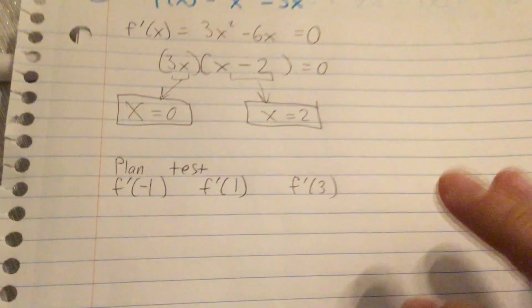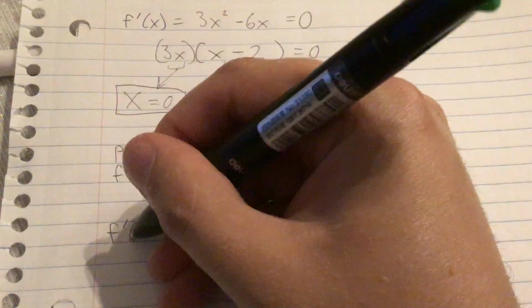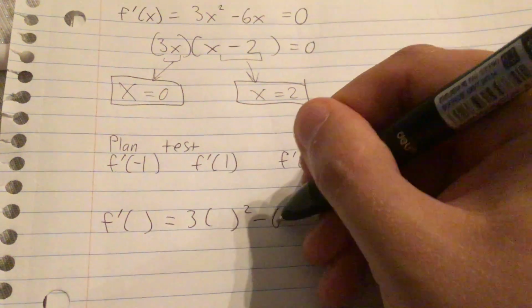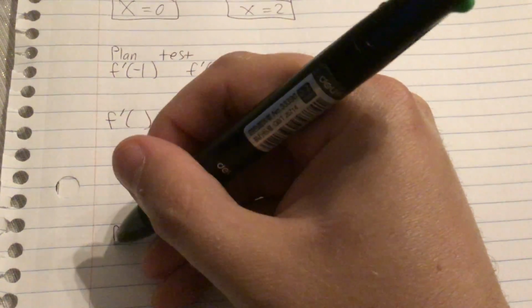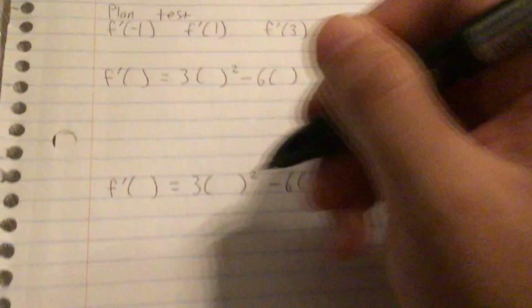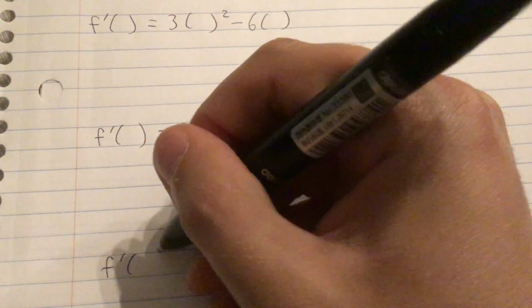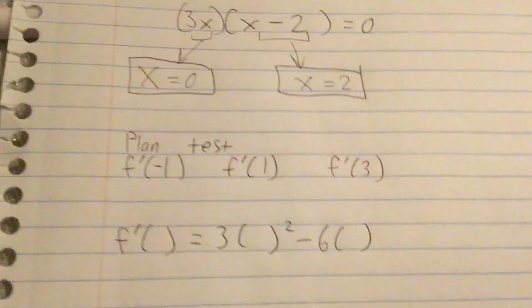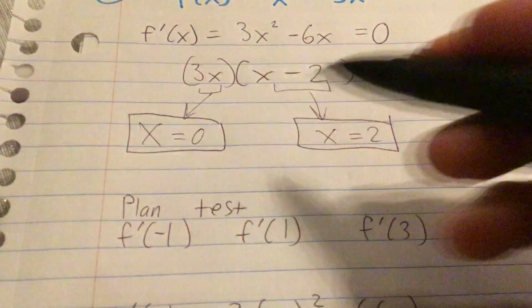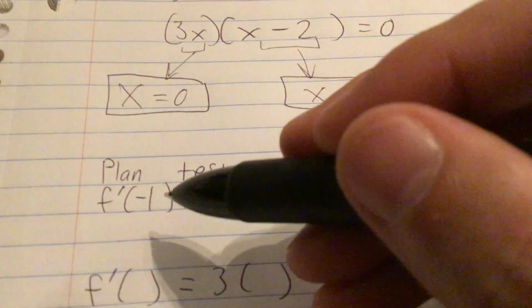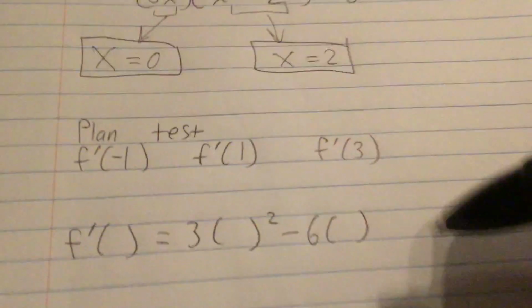Okay? So let's take a look at the f prime of x formula. That would be 3x squared minus 6x. So remember, at x equals 0, the slope of the tangent line is horizontal. At x equals 2, the slope of the tangent line is horizontal. And I'm going to test out what the tangent lines are before and after our critical points. So let's find f prime of negative 1.